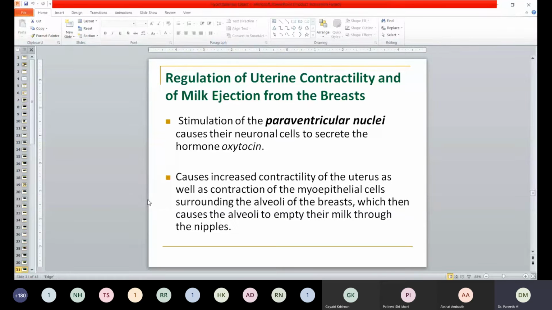Regulation of uterine contractility and milk ejection from the breasts by the hypothalamus. So you all know that the paraventricular nuclei are the nuclei which help in release of the hormone oxytocin. This hormone will act by increasing the contractility of the uterus, especially during childbirth. One more function is that it will cause contraction of the myoepithelial cells which are present around the alveoli of the breasts, which then causes the alveoli to empty the milk through the nipples. That milk ejection reflex or milk let down reflex, they would have taught you in the reproductive system.